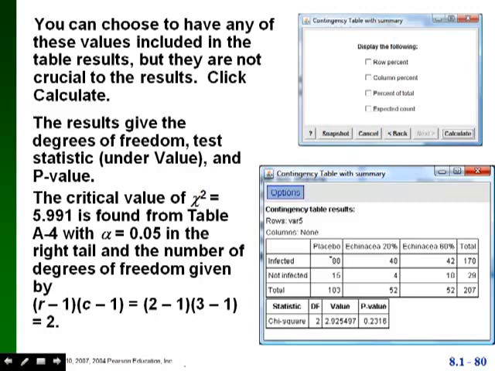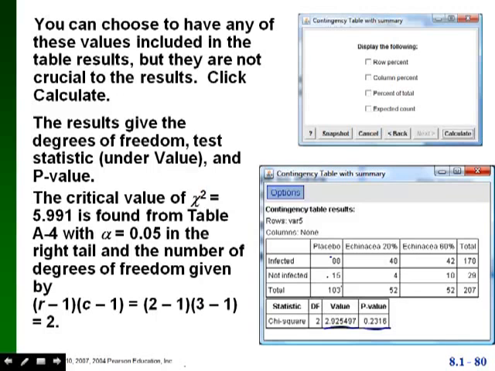We've got our contingency table printed back out. Notice it put column and row totals in for us. And our statistic is chi-squared. Our degrees of freedom is 2 because we had 2 rows and 3 columns. So we end up with 2 minus 1 times 3 minus 1, which gives us 2. Under value right here, that is the value of our test statistic. And our p-value is 0.2316.